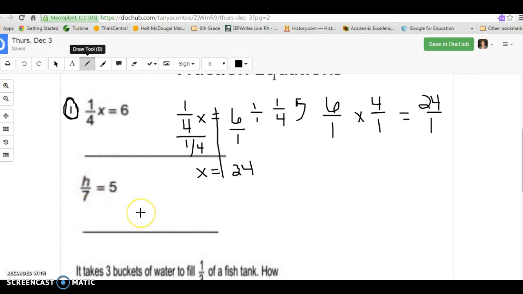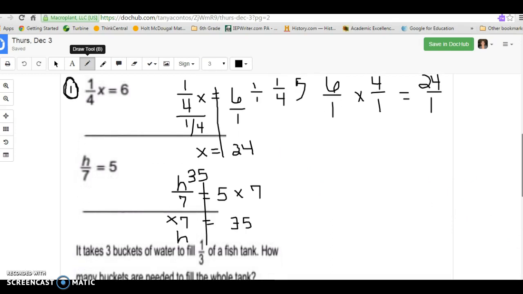Let's look at this one. So we have h divided by 7, h divided by 7 is equal to 5. So ask ourselves what's being done to the variable: it is being divided by 7. So we now need to multiply both sides by 7, right? That's going to leave us with h on this side, and on this side, we're going to need to also multiply by 7. 5 times 7, as we know, is 35. So if you want to plug in 35 for h, we know that 35 divided by 7 is in fact 5, so we are correct.